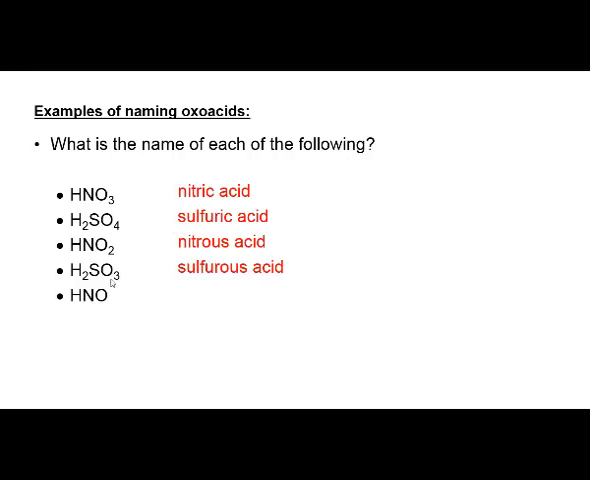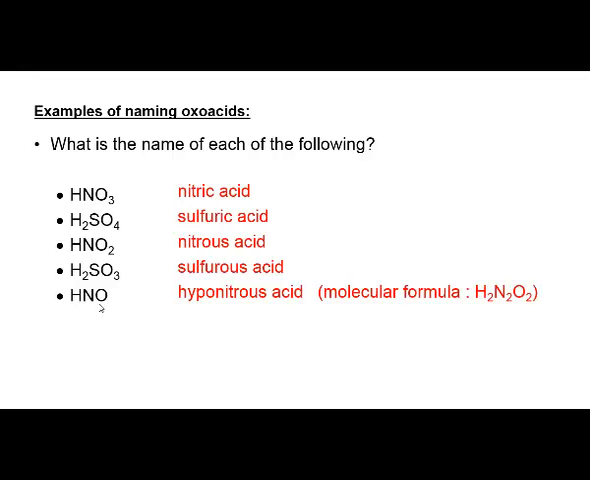And then here I have HNO. We lost another oxygen, right? From when I had my nitric, I lost one when I went to nitrous. Now I lost another oxygen. We keep the ous ending, and we end up adding hypo, because if you look at the end of this formula, this looks a lot like the hyponitrite ion. So this would be hyponitrous acid.